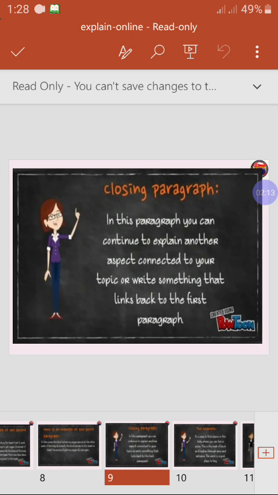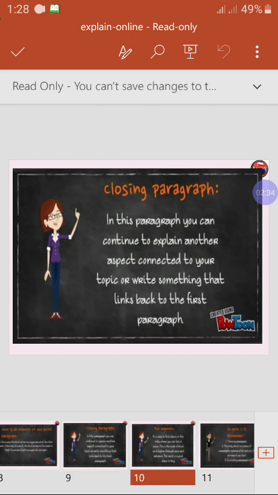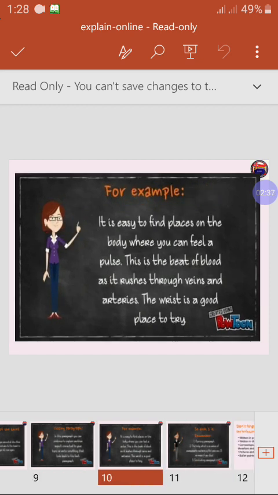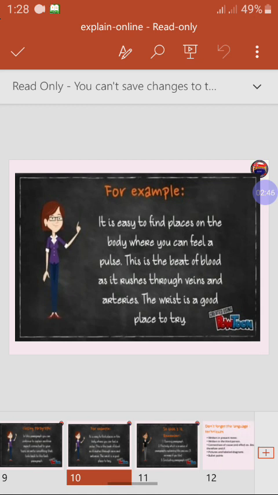The last paragraph, or the concluding paragraph, you can continue to explain another aspect connected to your topic, or you can write something that links back to the first paragraph. In this paragraph, you can sum up what you said in the previous stages. You can write another stage that's left in your process, or you can write general information about the process again. Let's see. It's easy to find places on the body where you can feel a pulse. This is the beat of blood as it rushes through veins or arteries. The wrist is a good place to try.